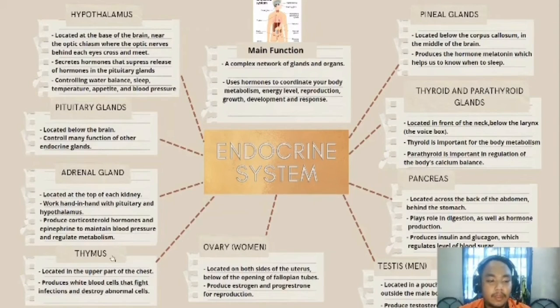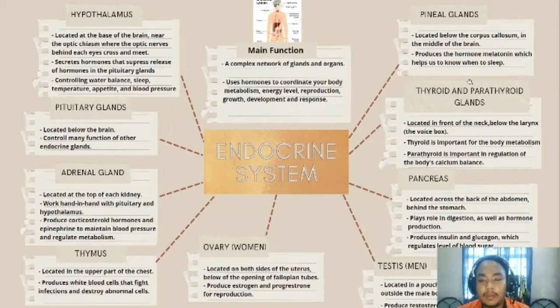And then we go to the fourth part, which is the thymus, located in the upper part of the chest, and it produces white blood cells that fight infection and destroy abnormal cells. Next is the pineal gland, located below the corpus callosum in the middle of the brain. It produces the hormone melatonin, which helps us to know when to sleep.